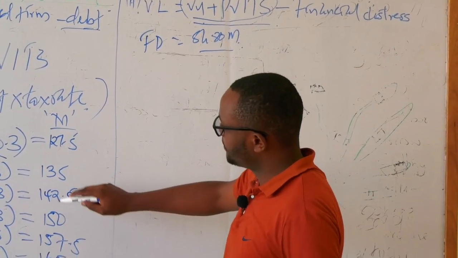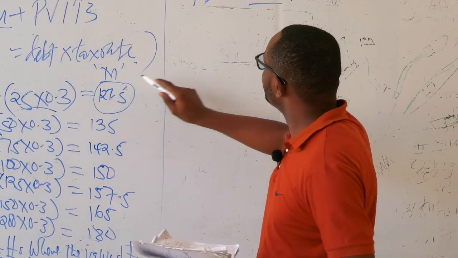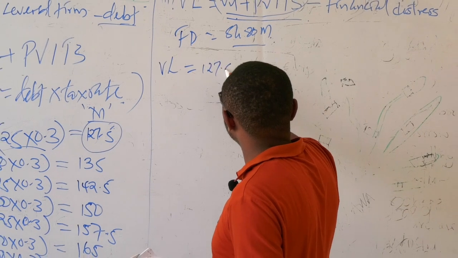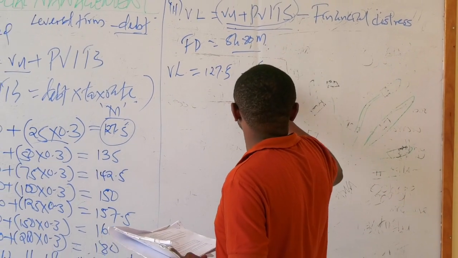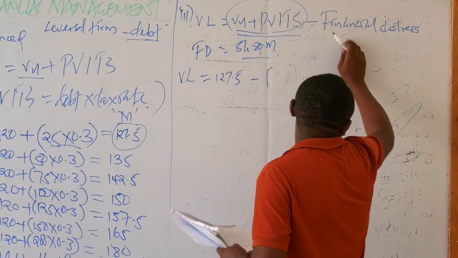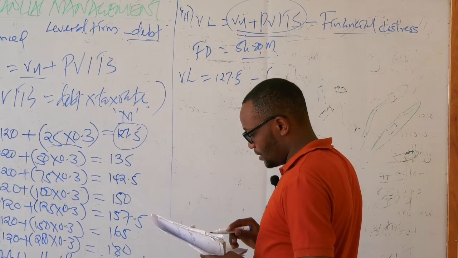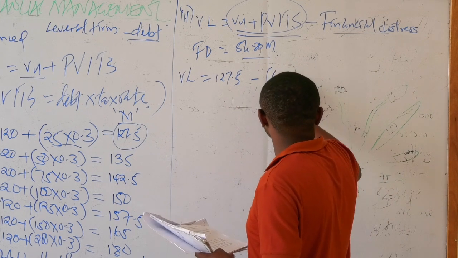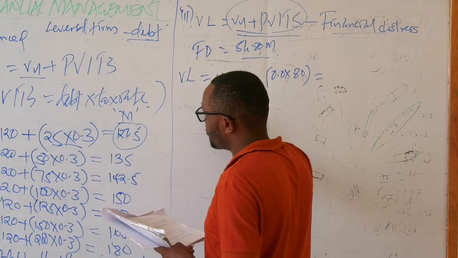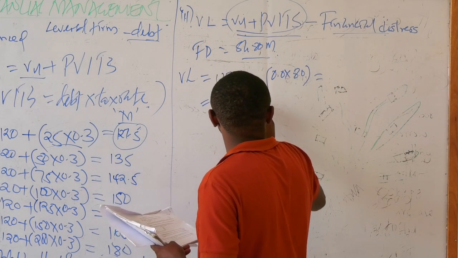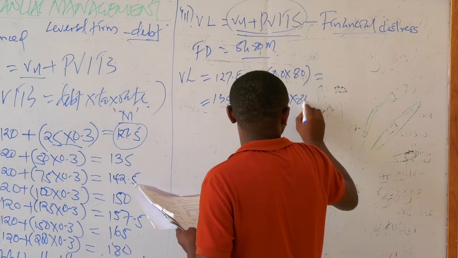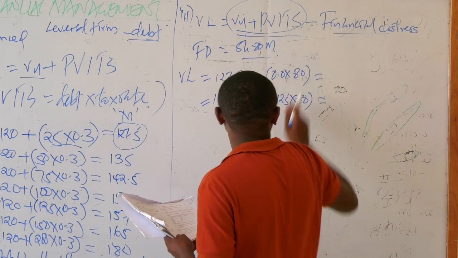What we have gotten from here, for the first one, we use the value of the levered firm, which is equal to 127.5 minus, in brackets, the probability of financial distress. We are not going to talk about the present value of the interest tax shield, I'm sorry; we're talking about financial distress here. For the first one it is 0.0 times 80. Let's just list them, then you compute them later. 135 minus 0.125 times 80. Financial distress is constant all through.